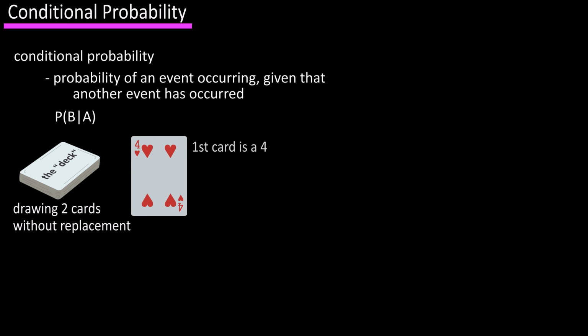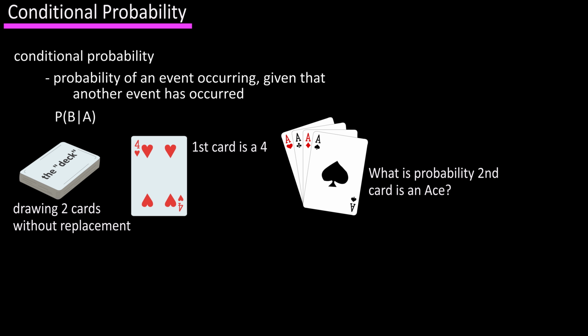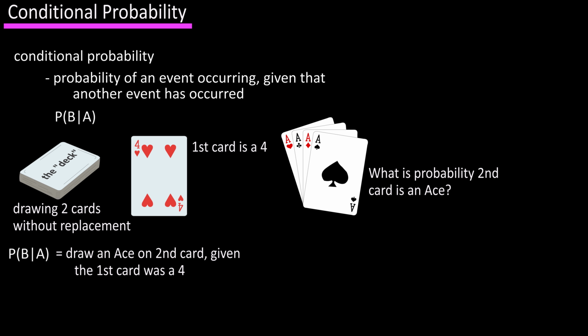If the first card you draw is a 4, what is the probability the second card you draw is an ace? The probability of B, given that A has already occurred, would then mean drawing an ace on the second card, given that the first card drawn was a 4. We can break this down.